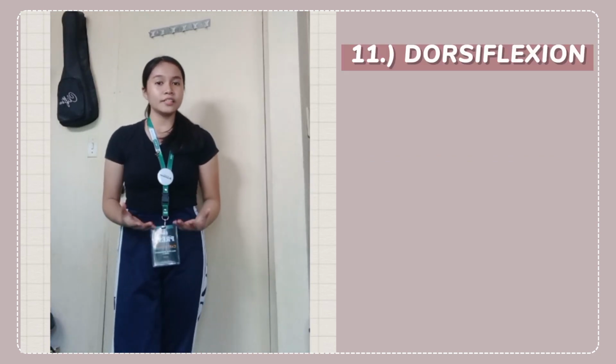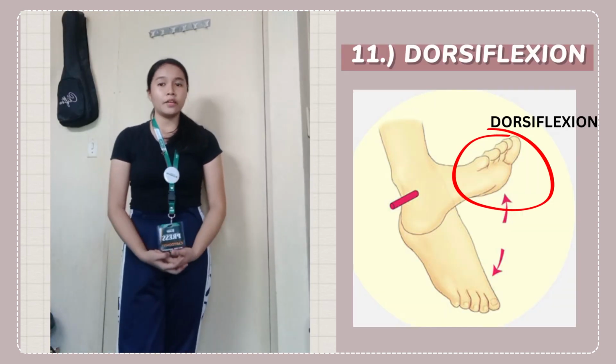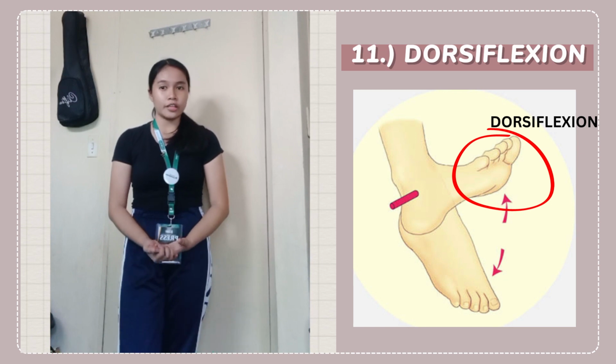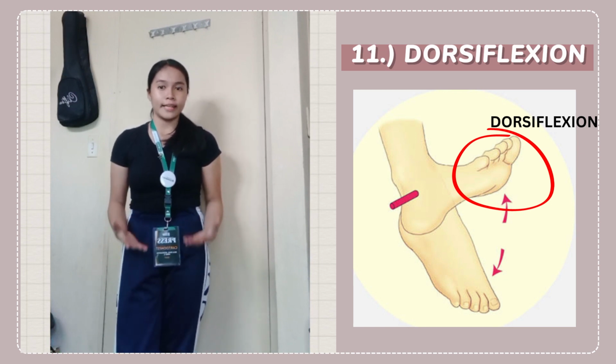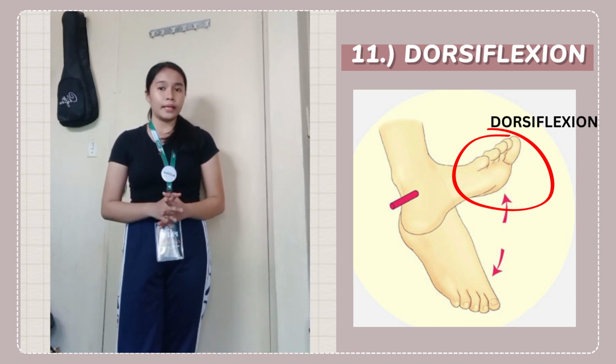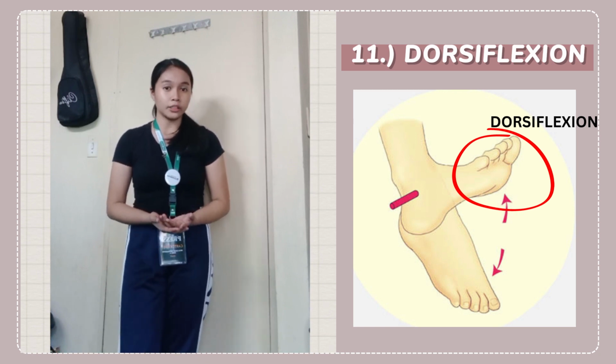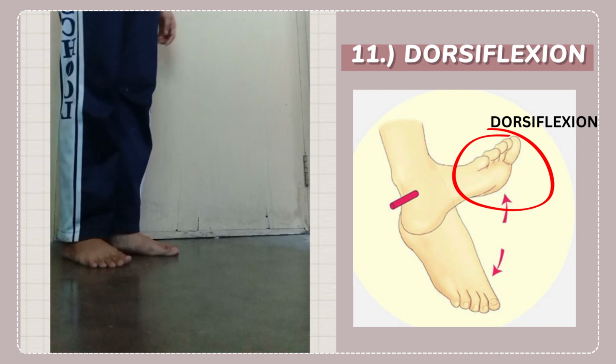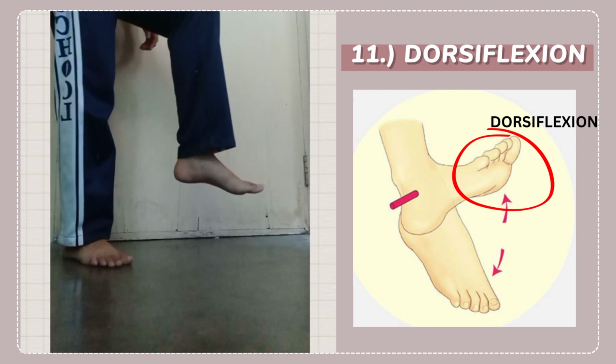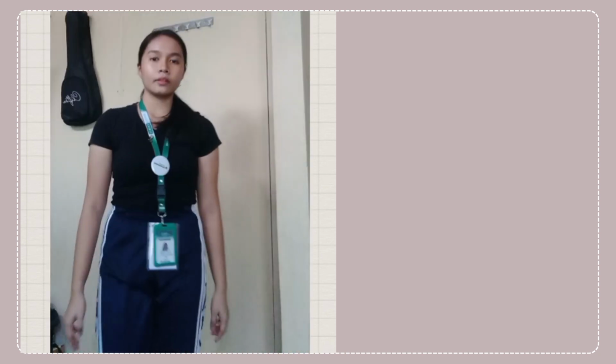So 11th is the dorsiflexion. It is a movement of the ankle joint in a dorsal direction, such as standing on one's heels. The toes in this movement are pointing up as the superior surface of the foot moves forward. So for the dorsiflexion, from this to this.